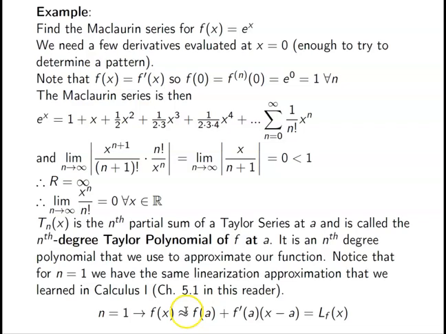Okay, so the notation for the linear approximation of f, or the linearization of f, is L subscript f of x. So x is still my input variable, and this f is just letting me know that I'm linearizing that function.